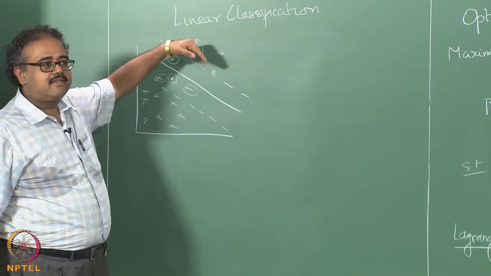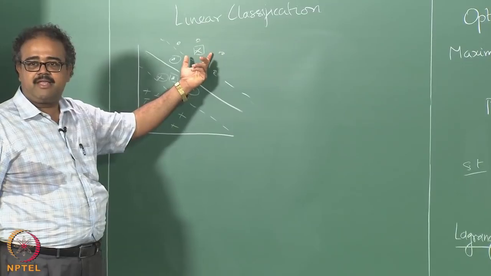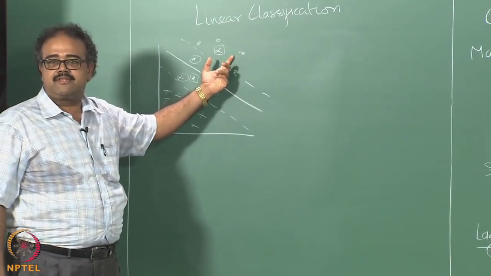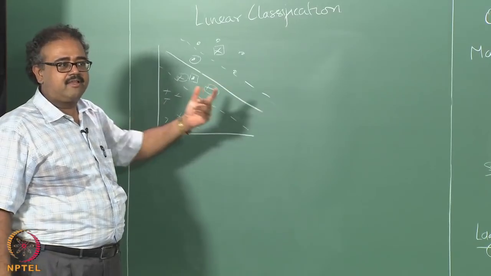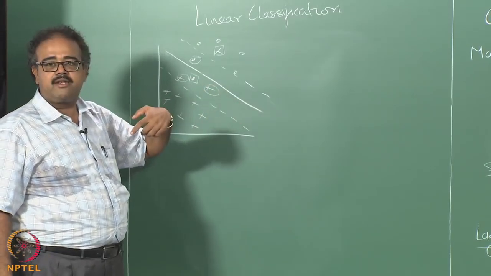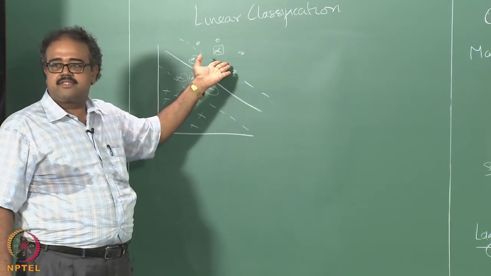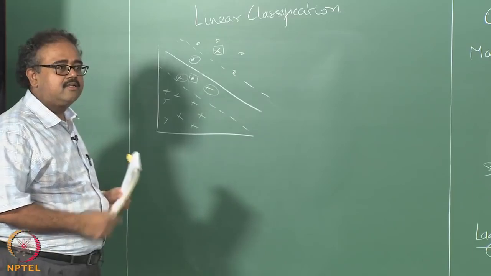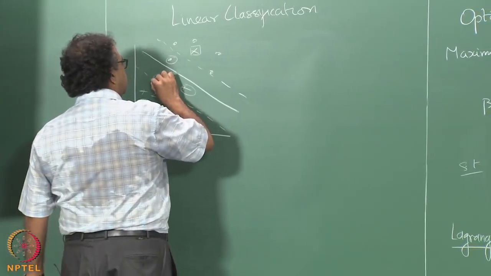Does it make sense? This will be yi times f of x, so this will actually be negative, so it is within the margin. We want yi times f of x to be greater than or equal to 1. This is going to be negative, so obviously this is within the margin. Make sense?